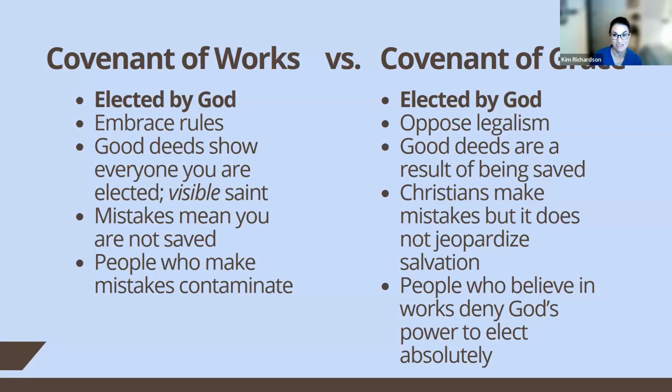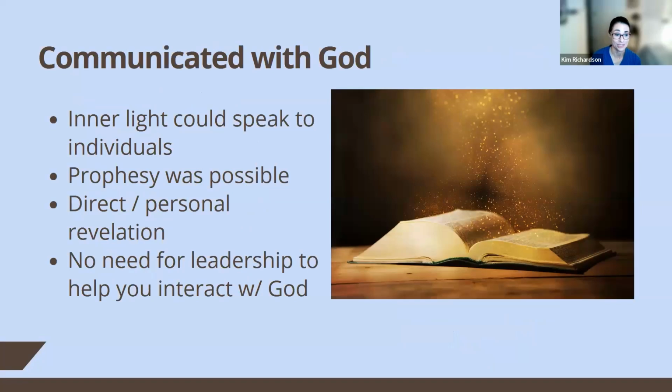So Anne also took it another little step further. She believed that you could communicate with God. John Cotton believed this as well, and their followers, their co-believers, began to see this and believe this. She believed that there was this inner light or inner spirit that could speak to you as an individual. And if you were able to hear that or to communicate directly with God, you could prophesy. Prophesying was possible as a direct or personal revelation from God.